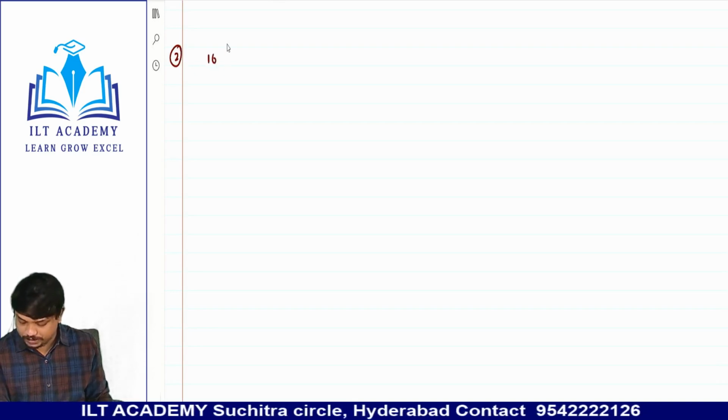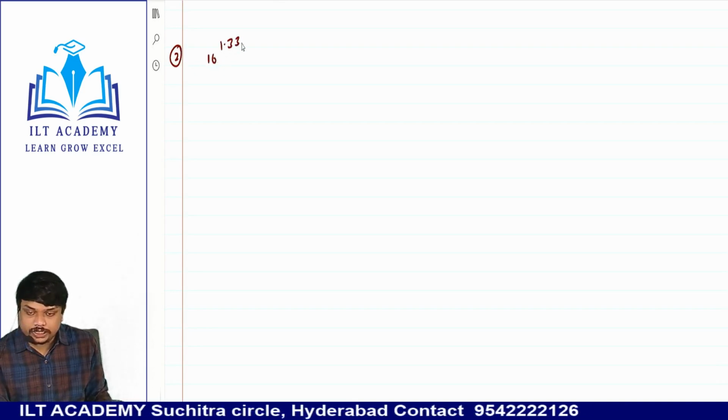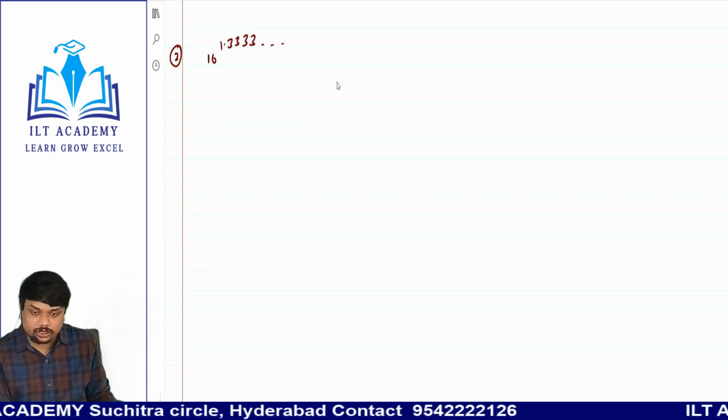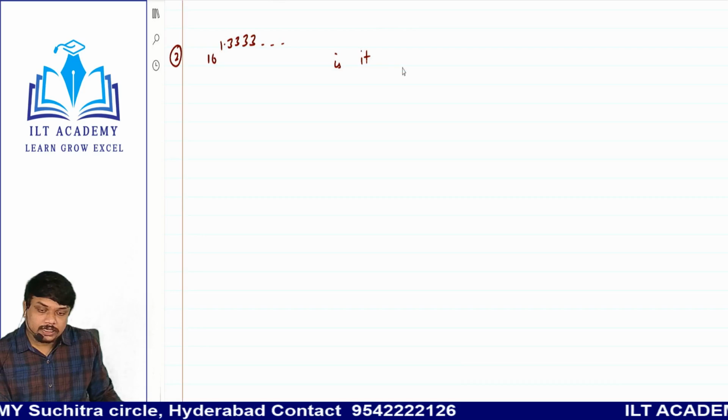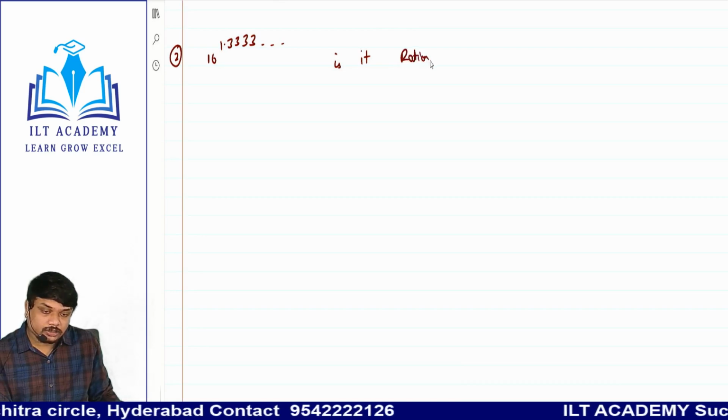Second one, 16 power 1.3333 dot dot. Is it rational or irrational?